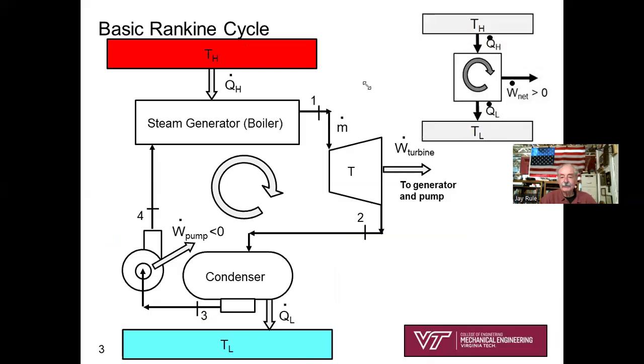So let's remember our basic Rankine cycle components: the boiler receiving heat from TH, the turbine making power adiabatically, the condensing process rejecting heat to TL, and then finally, to complete the cycle, we need a pump to get back up to the high pressure level in the steam generator. Condenser, very low pressure level.